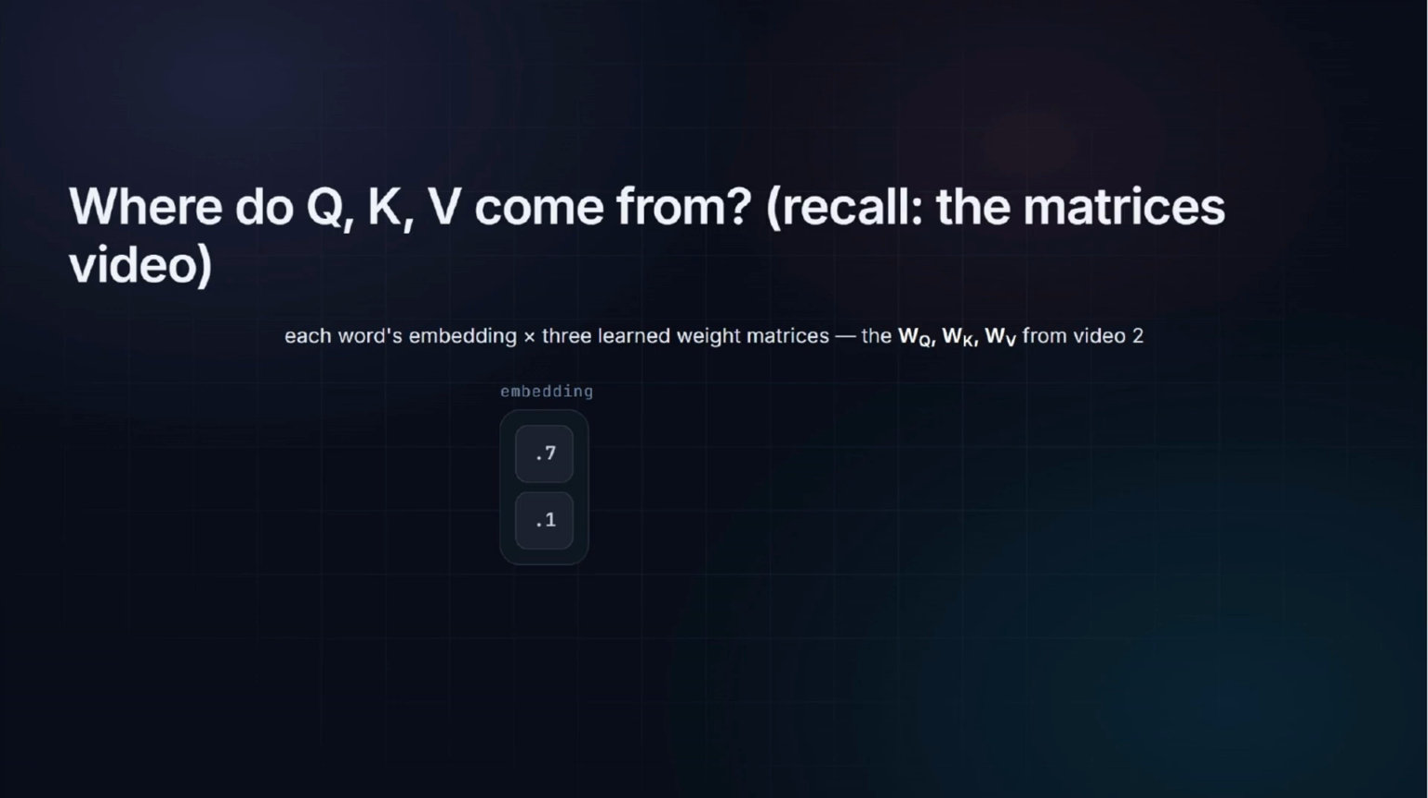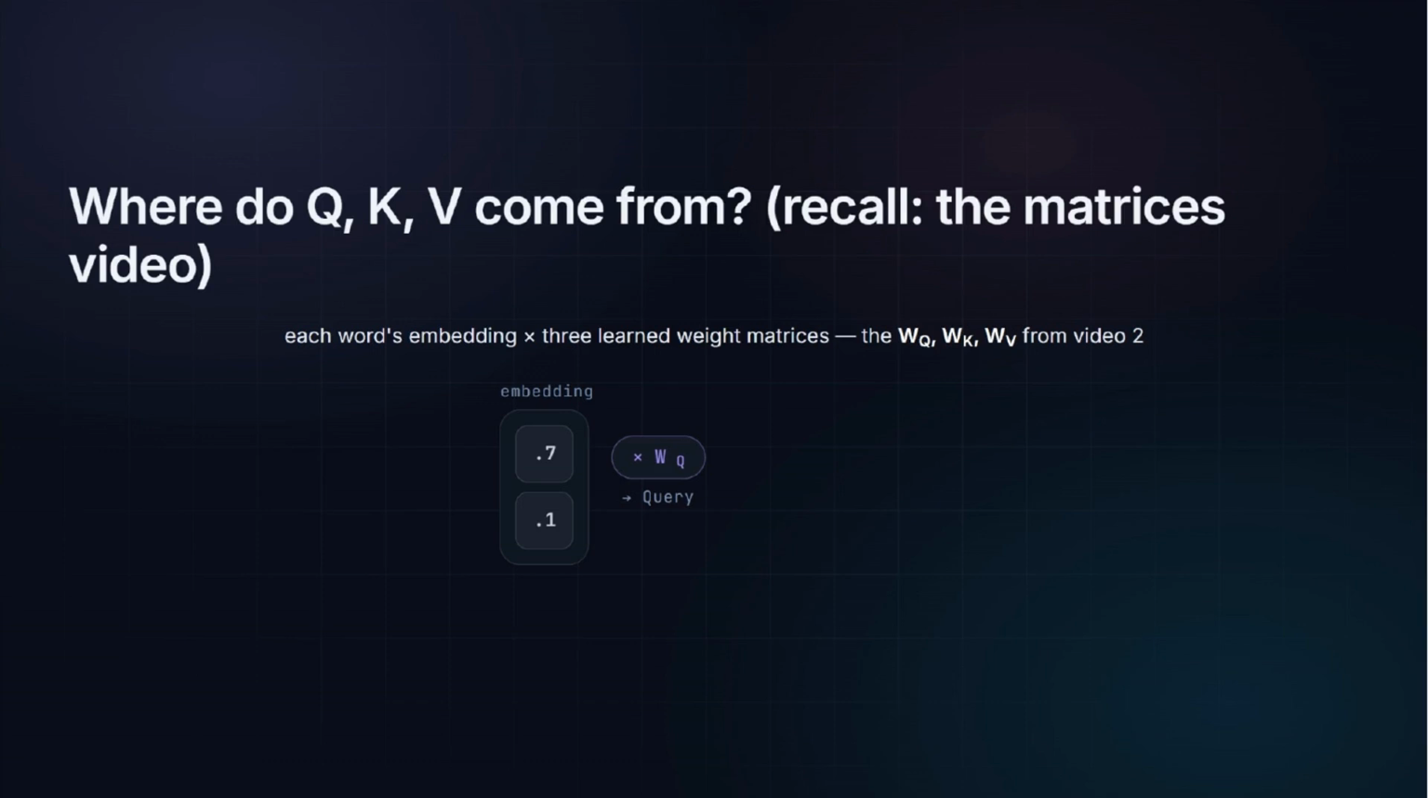So where do a word's query, key, and value actually come from? This is the payoff to the matrices video. You take the word's embedding vector and multiply it by 3 separate learned weight matrices. And a weight matrix, remember, is just a learned grid of numbers.